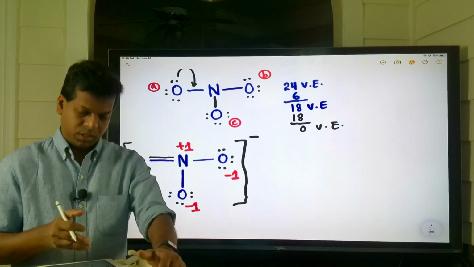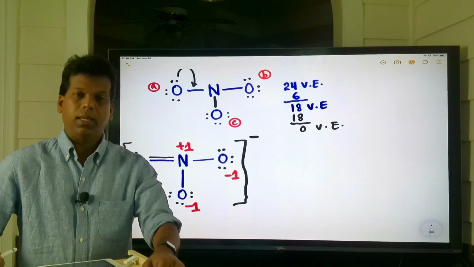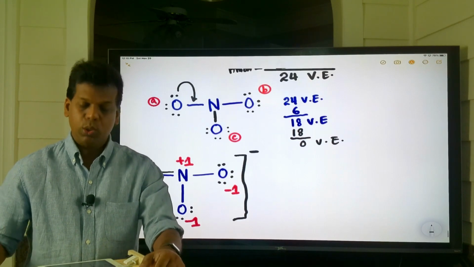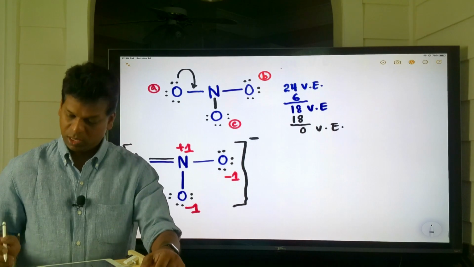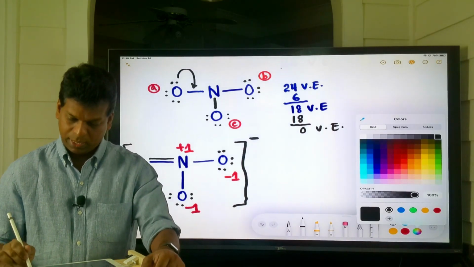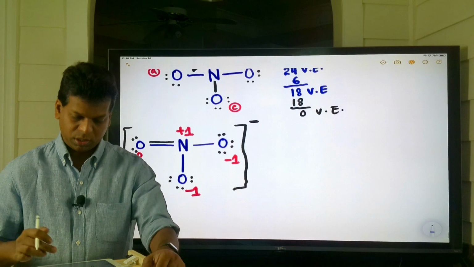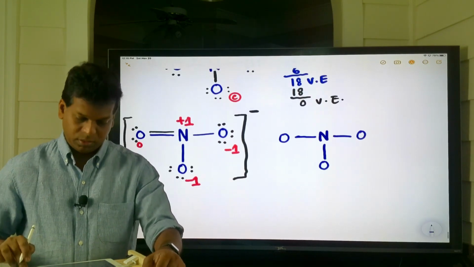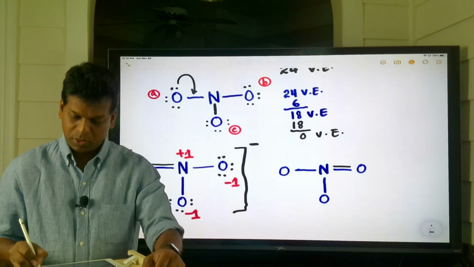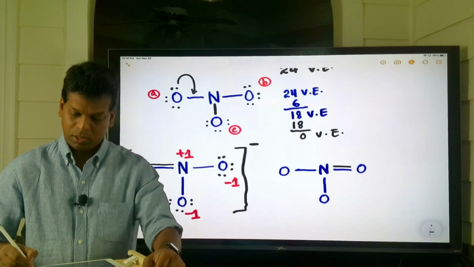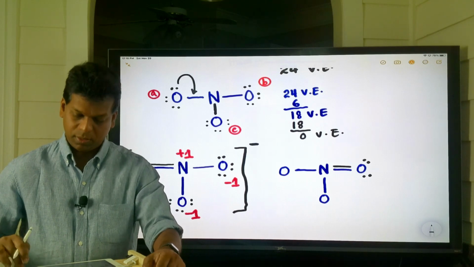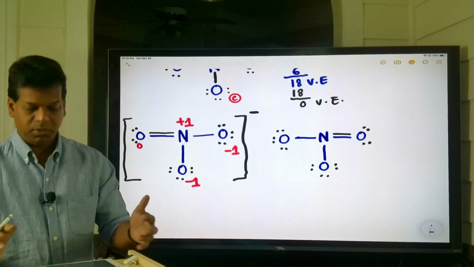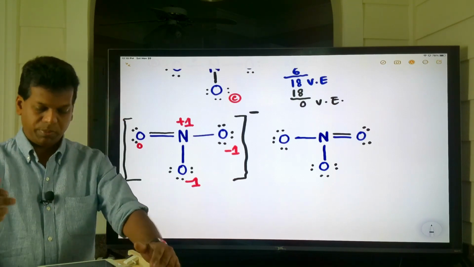For the first structure, we created the double bond using a pair of electrons from oxygen A. Now I am going to do the same using oxygen B, not A. In that case, I get a similar structure, but only the position of that double bond is going to be different. So now we are making the double bond here between this oxygen and nitrogen. This will have 2 pairs, the others will have 3. So nothing complicated there, right? We basically took a pair of electrons from another oxygen.